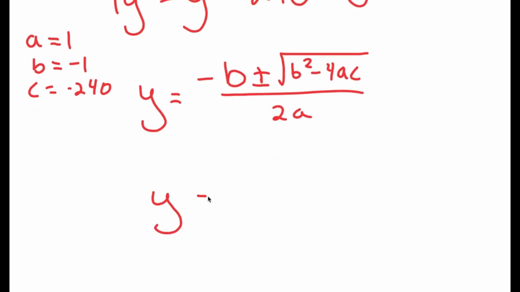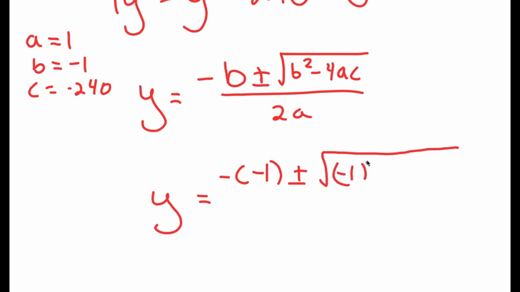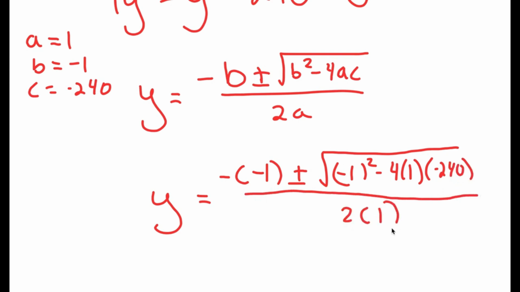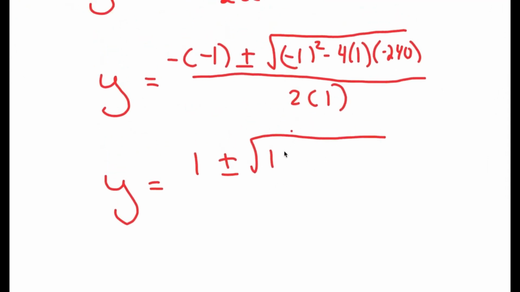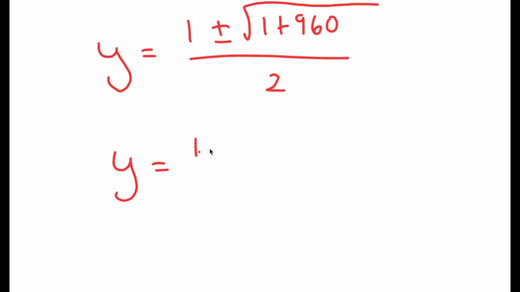So I get y is equal to negative of negative 1 plus or minus the square root of negative 1 squared minus 4 times 1 times negative 240 all over 2a, so 2 times 1. And this simplifies to 1 plus or minus the square root of 1 plus 960 over 2. And this turns into y is equal to 1 plus or minus the square root of 961 over 2.